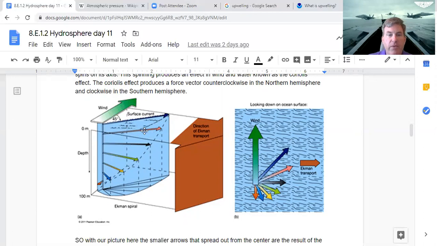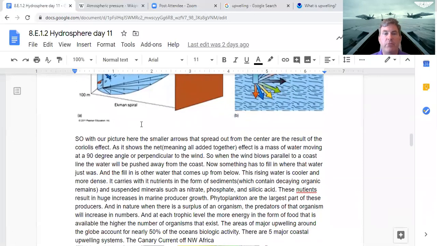But as you add up the sum of all these arrows, and you look at the one all the way down here at the bottom, it's literally going the entire opposite direction of the wind, really. But you add up the sum of all these force vectors, and you get a direction vector of this way. So this is the direction of Ekman transport. With our picture here, the smaller arrows are spread out from the center, the result of the Coriolis effect. It shows the net, meaning all added together, effect is a mass of water moving at a 90-degree angle, or perpendicular, to the wind.